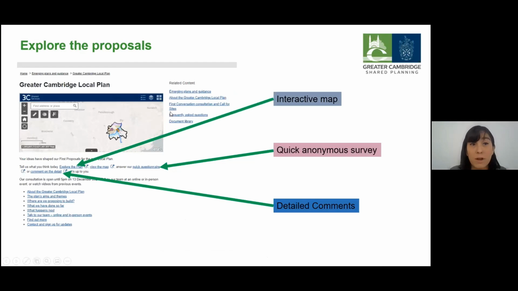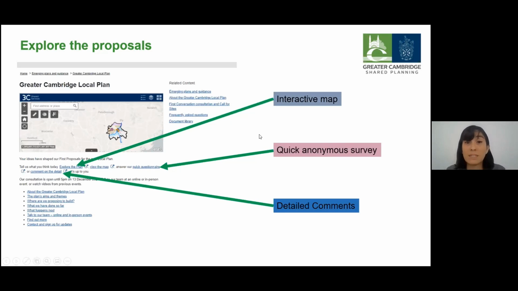If you go to our local plan webpage, that map is embedded there. You can also use the view the map link to view that full screen. Explore the plan takes you to the full digital plan document, and then we have two basic ways to comment. So we have a really quick survey, and then we have a more detailed comment facility for people who want to go into greater depth and so forth.